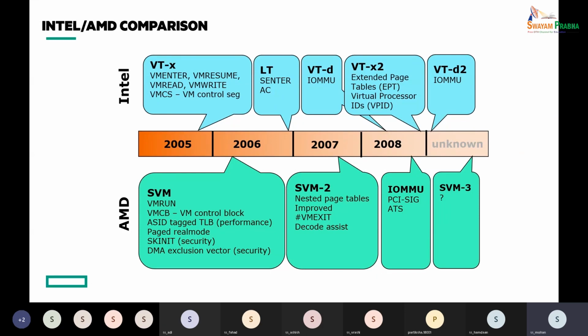And then VT-d, the IOMMU, and the extended page tables, the VPID, and then more enhancements for the IOMMU. I think VT-d2. So VT-d was on the basic IOMMU. VT-d2 was around the interrupt remapping and other support, I think, which came in later. And AMD went on its own path. I think similar things with SVM, SVM2, and then IOMMU, and ATS, which is the address translation services, and then SVM3. I don't know. This is an old slide, so I'm not sure. Probably a newer slide would give a better picture of what has happened after that.